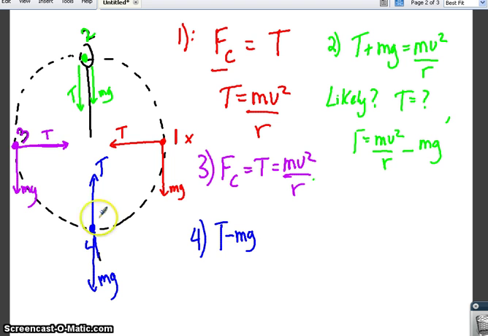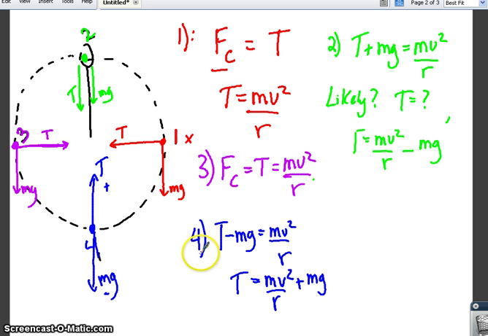Why is it minus? Well, we're going to call up positive, down negative. So T is positive, down is negative. So T minus mg equals mv squared over r, and T equals mv squared over r plus mg. So you can see that point 4 and point 2 are the opposite.